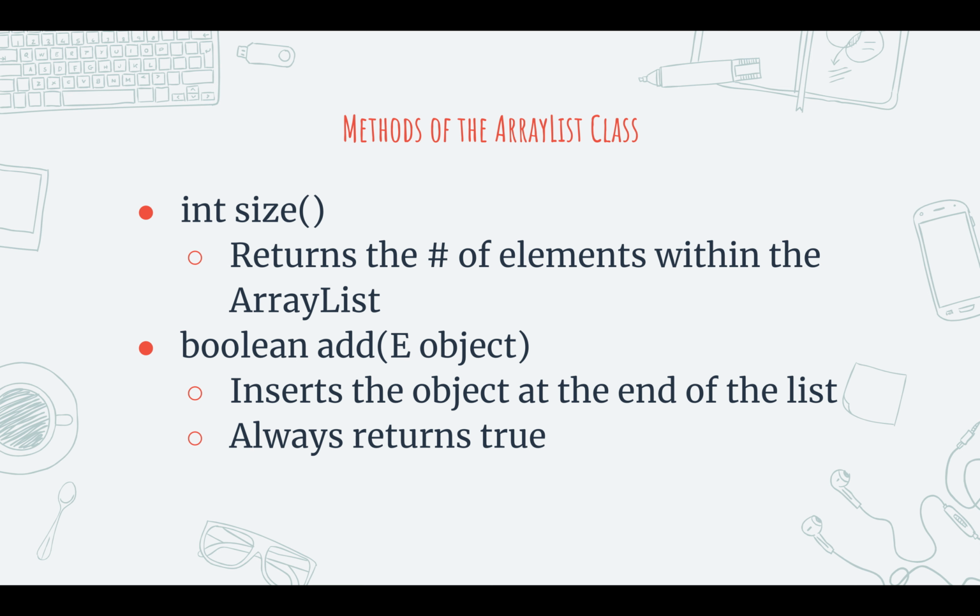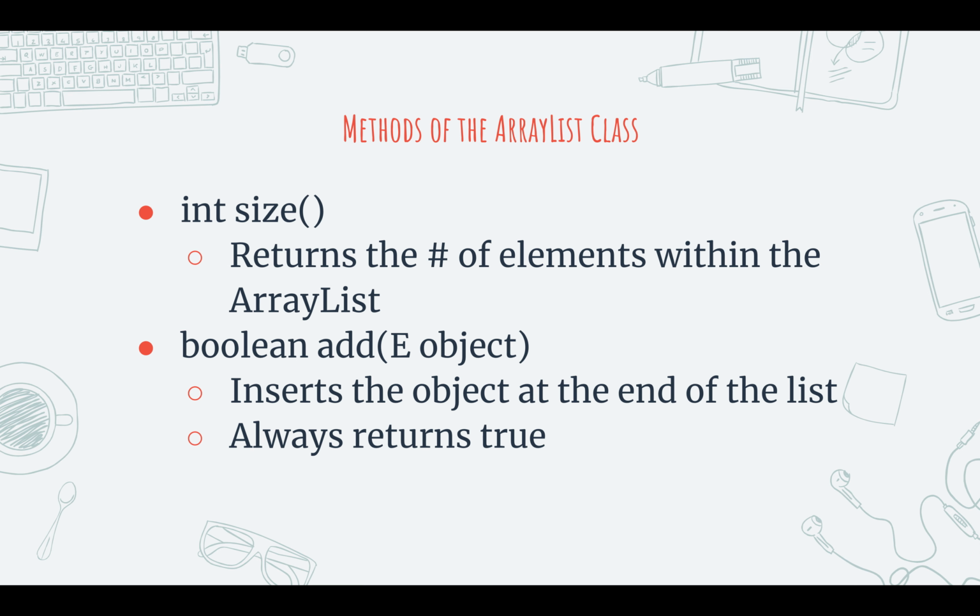Array was just a form of reference type within Java, so it didn't have the parentheses after. However, since we're creating an ArrayList object, in this case, we have parentheses after size, and this simply returns the number of elements within our ArrayList. The next method is add, and this simply adds an object to the end of the list.